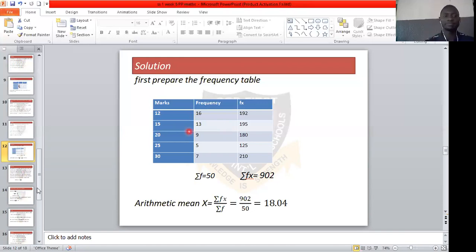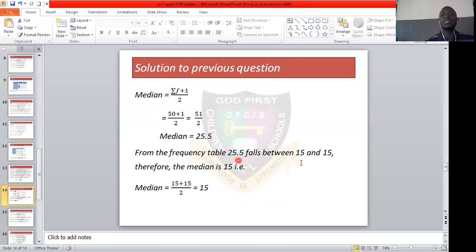So you now say, from the frequency table, 25.5 falls between 15 and 15. That is 25, 26. It's still in the range of the mark of 15. So you add the 2 numbers together, 15 plus 15, divided by 2 to give you 15. So the median of this collection of data is 15.